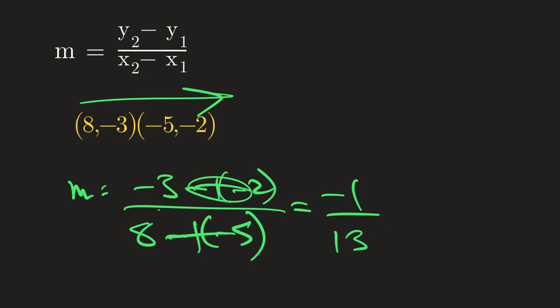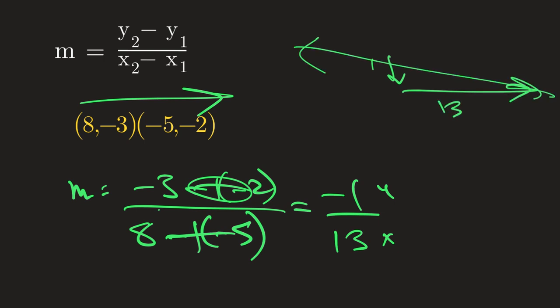Negative 1 over 13. That means for every y value that we go down 1, the x values go to the right 13. Guys, that's a pretty flat line. Down 1, right 13. Down 1, right 13. That would be a staircase that's not very steep. When your rise number is pretty small and your run number is pretty large, it's pretty flat. But that's that relationship between y and x. For every one y value this thing moves down, it moves 13 across to the right.